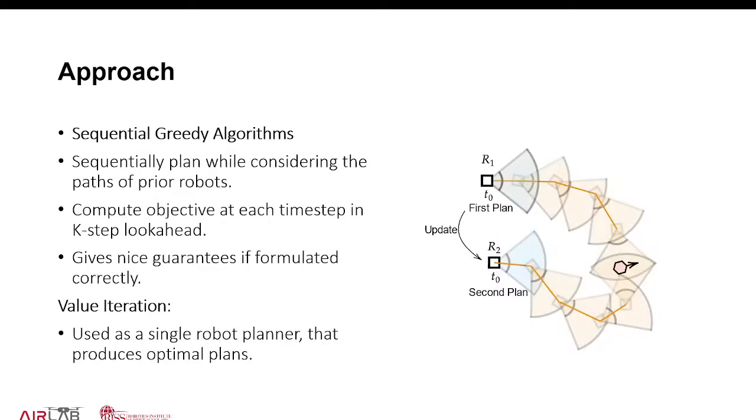So we approach this by applying a couple techniques, but the biggest one is sequential greedy algorithms. So we sequentially plan while considering the paths of prior robots. So you can see here on the right that we have a robot 1 that has produced a plan, and it's a receding horizon problem. So we look at up to maybe k steps ahead in time. So let's say the first robot produces this plan, maximizing some objective, and it gets to over here.